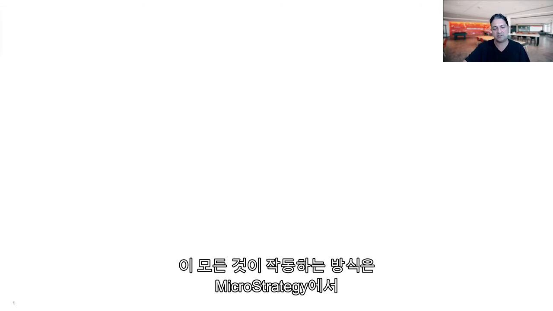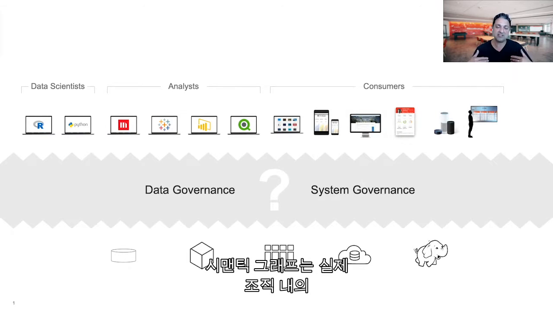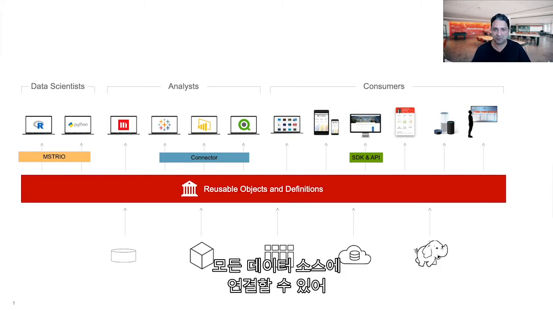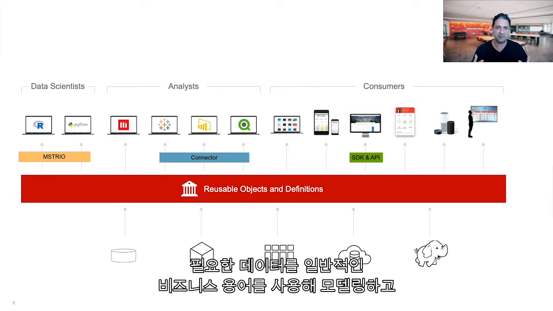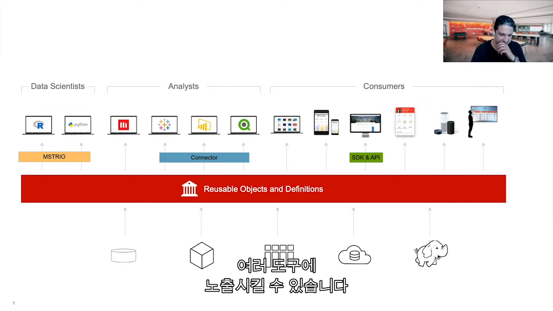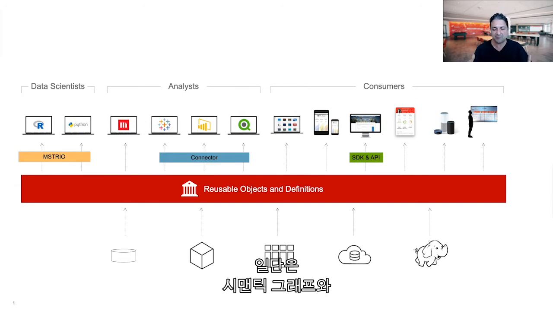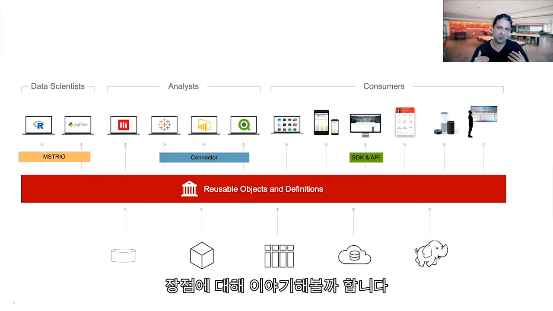The way this all works is that at MicroStrategy, we've got what we call our semantic graph, and our semantic graph is actually what allows you to connect to all of the different sources of data that you have in your organization, model it using common business terms that you care about, and then expose that into the different tools that your users are already using. And we've actually built connectors to those tools that I'll talk about in a couple of minutes. But first, let's talk about the semantic graph and why it's beneficial.